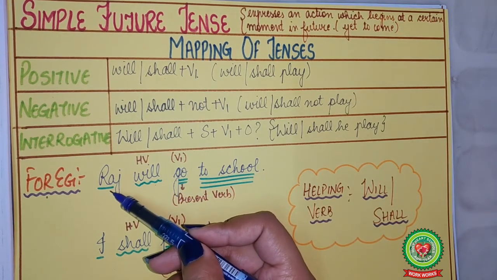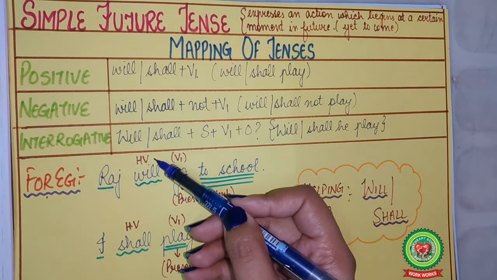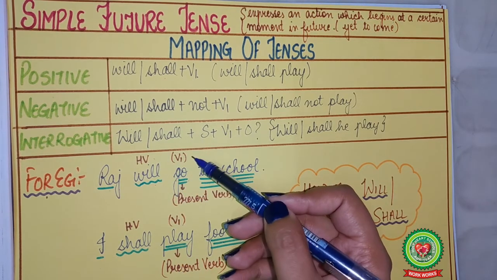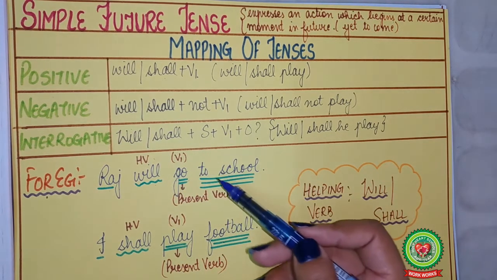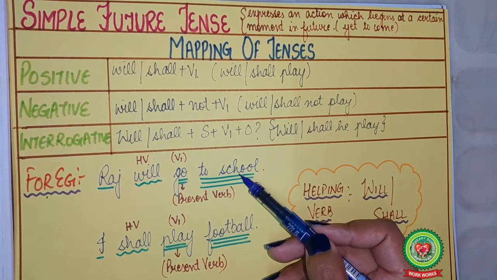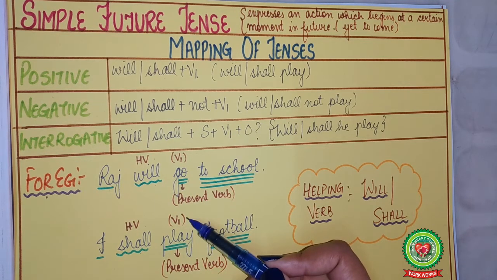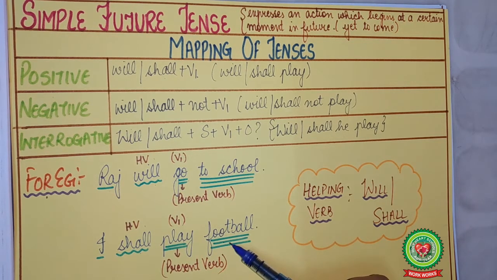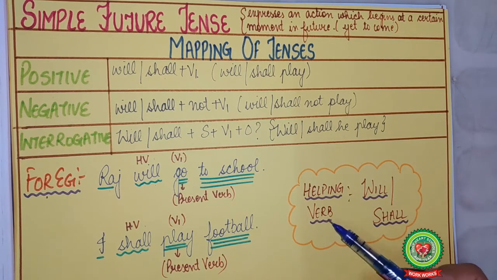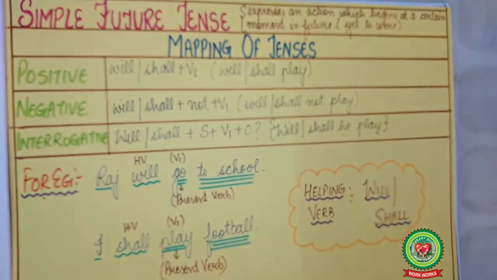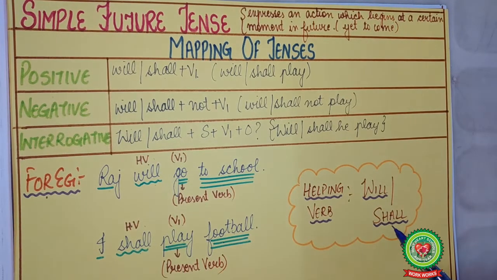Who Raj? So subject. Will is the helping verb. Go is the present form of verb. What to school? So object. I shall play football. Who I? So subject. Shall is the helping verb. Play is the present form of verb. What football? So object. Now always remember the helping verbs used in simple future tense are will and shall.